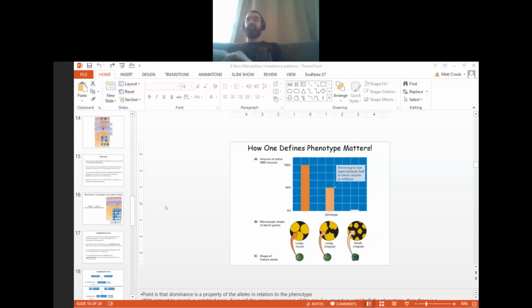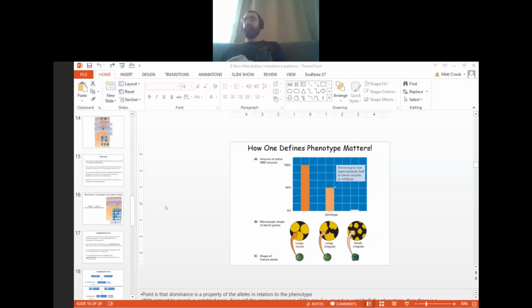And so the classic example of that is wrinkled peas, right? If you look down at the bottom, this is what you'd see from a classic monohybrid cross. If you cross round with wrinkled peas, round peas are dominant, wrinkled are homozygous recessive. If you cross heterozygotes together, you'll get a 3-to-1 ratio of round to wrinkled peas, even though it's a 1-to-2-to-1 ratio in terms of genotype. However, when you look at this at a microscopic level, you actually see three different phenotypes, right?